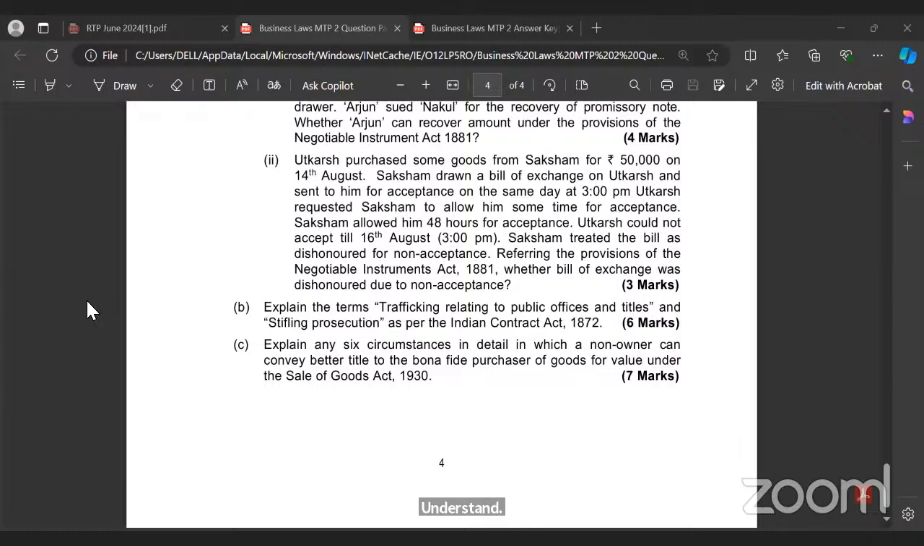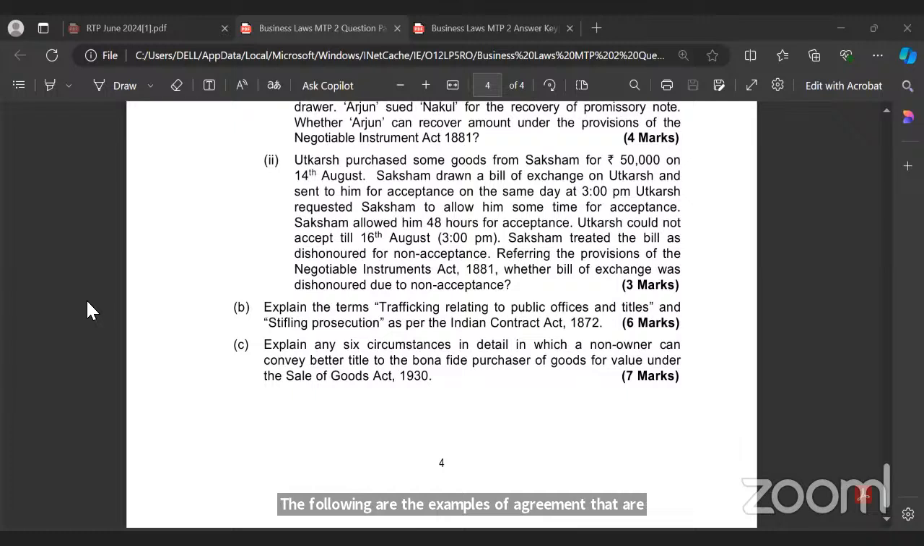Answer. Trafficking relating to public offices and titles. An agreement to traffic in public office is opposed to public policy as it interferes with the appointment of a person best qualified for the services of the public. Public policy requires that there should be no money consideration for the appointment of the office in which the public is interested.